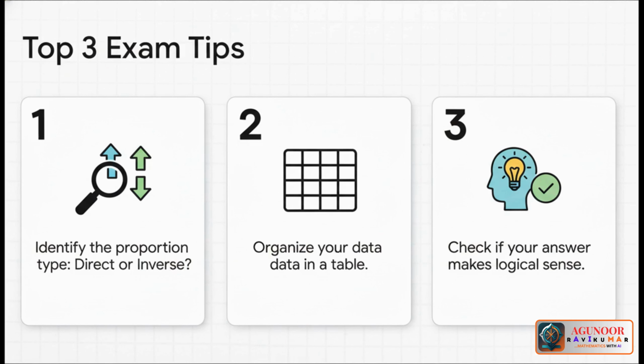And number 3, do a quick sanity check at the end. Does your answer actually make sense in the real world? Like, more workers should take less time, right? If your answer says more, you might have made a mistake.